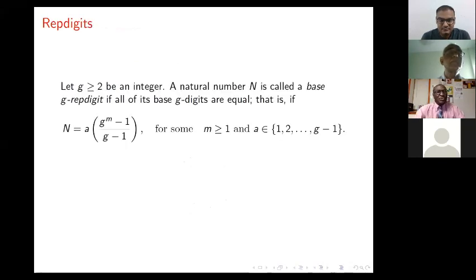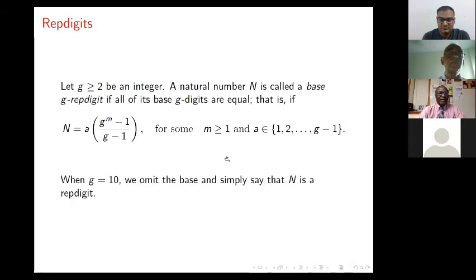Another sequence I am going to talk about is the repdigit. A repdigit is a natural number n which, if we write it in base g greater or equal to 2, is a number written in the form a times (g to the m minus 1) over (g minus 1), where a is between 1 and g minus 1. In fact, when g equal to 10, we call that simply a repdigit.